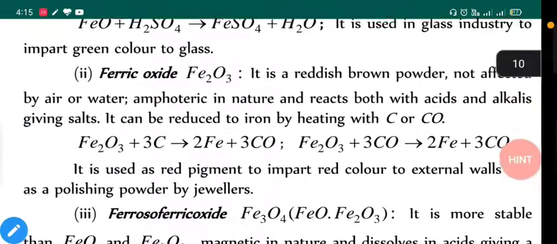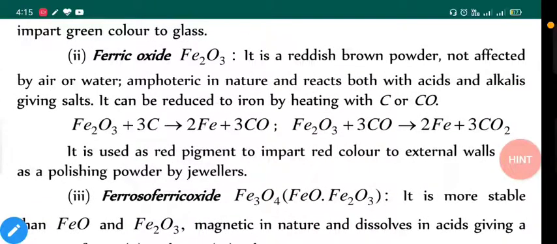Next, Fe2O3. It is a reddish brown powder and not affected by air or water because it is already in its highest oxidation state. The maximum possible oxidation state of Fe is normally plus 3, and it is already plus 3, so it is resistant to air and water. It is amphoteric in nature and reacts with both acids and alkalis to give salts.